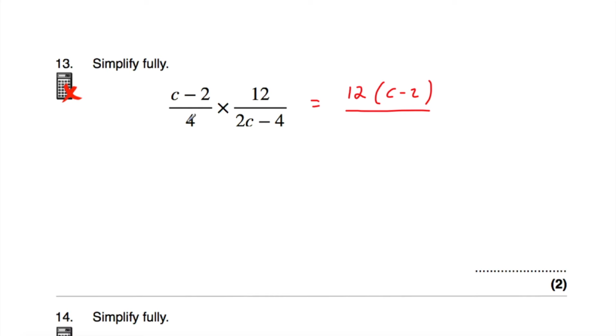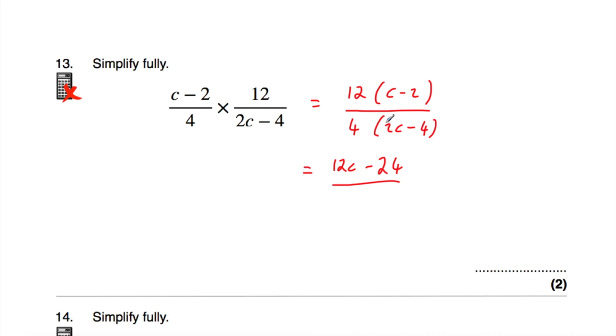And then in terms of our denominator here, we've got 4 multiplied by 2c minus 4, so that'll be 4 and then in brackets 2c minus 4. So just multiplying the numerators together and multiplying the denominators together, and I've just put them beside each other. Now let's expand our brackets and see what we get. 12 times c would be 12c, and 12 times minus 2 would be minus 24. So we've expanded the bracket on the numerator. Now let's expand the bracket on the denominator.